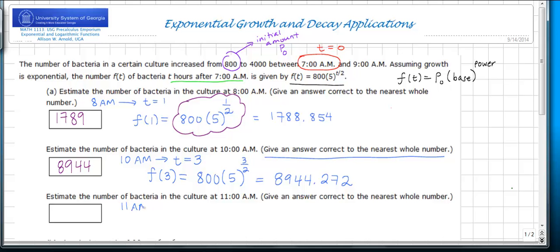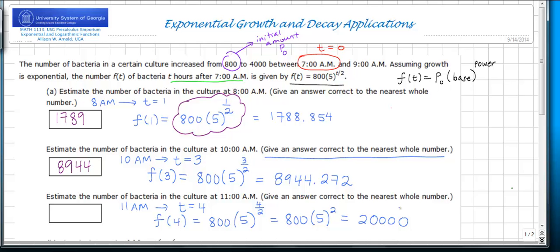And lastly, the number of bacteria at 11 a.m. It's 4 hours later, and f of 4. Similar calculation. Now in this case, your exponent's 4 over 2, so you could certainly reduce that before you do the calculation. And you see here we have 20,000 bacteria. So that's quite a bit of growth in just a very short period of time.